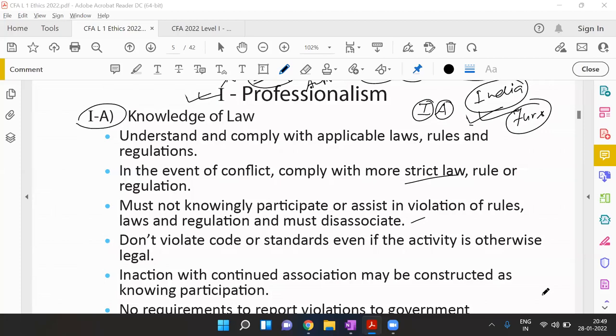So you don't have to mug up anything. You just have to understand. If you understand whatever we are discussing through examples, you'll be able to remember it in the exam also. You don't have to remember each and every point. No mugging up.